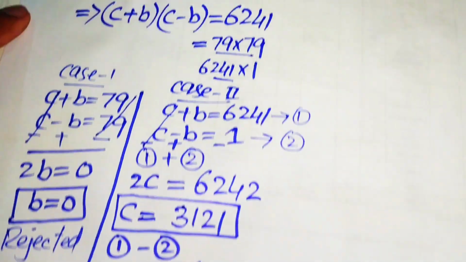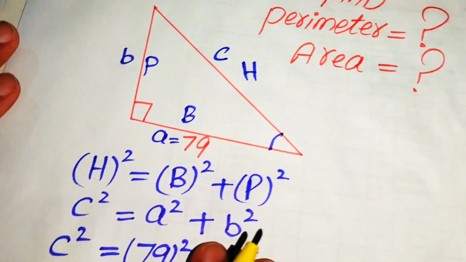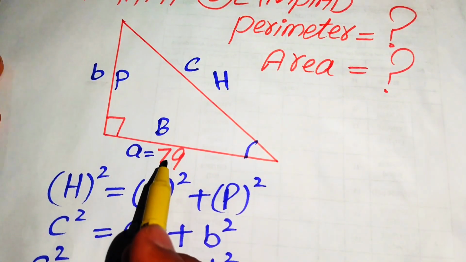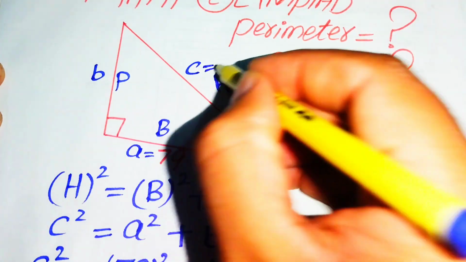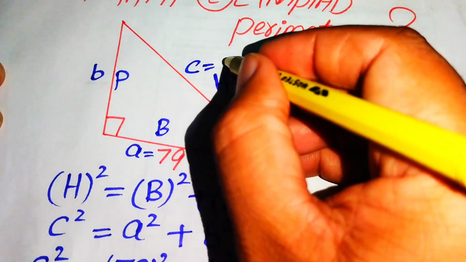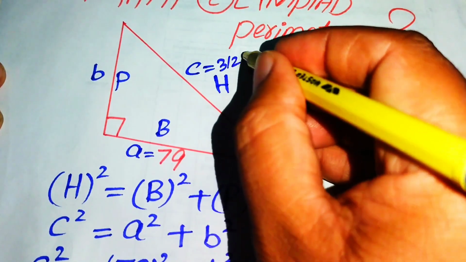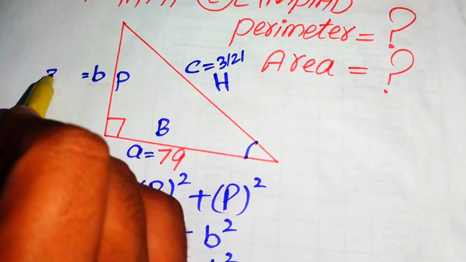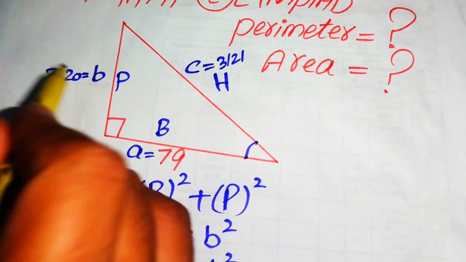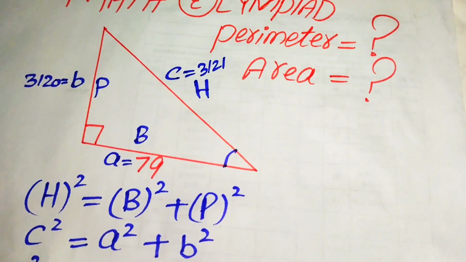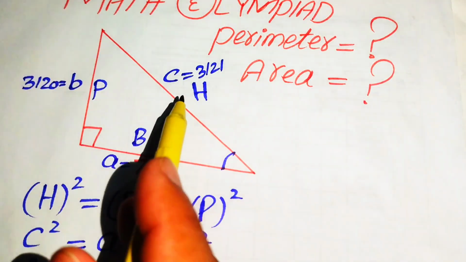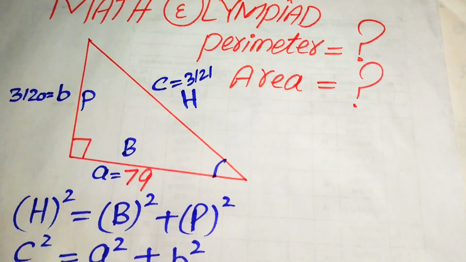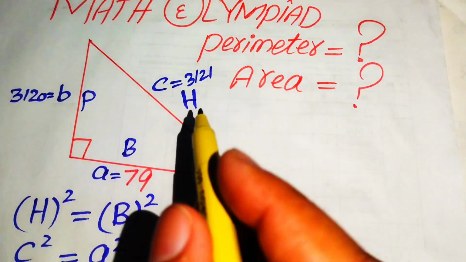Now we substitute all these three values in this given equation. We have one side length 79, the value of c which we found is 3121, and the value of b which we found is 3120. So now we have found the length of all three sides of this triangle, and now we move towards finding the area and perimeter of this triangle.